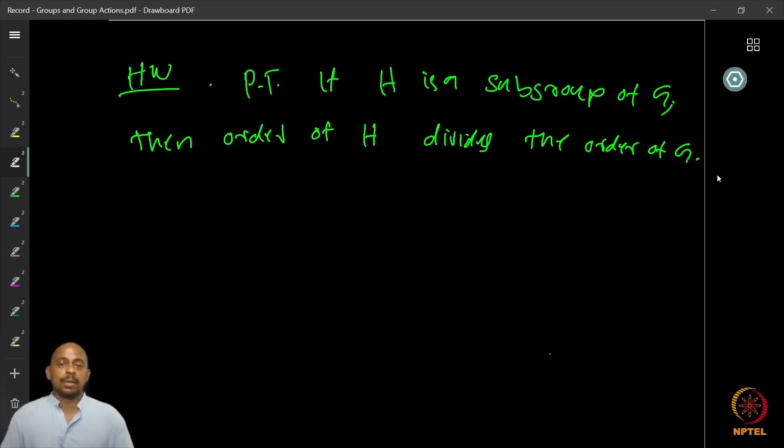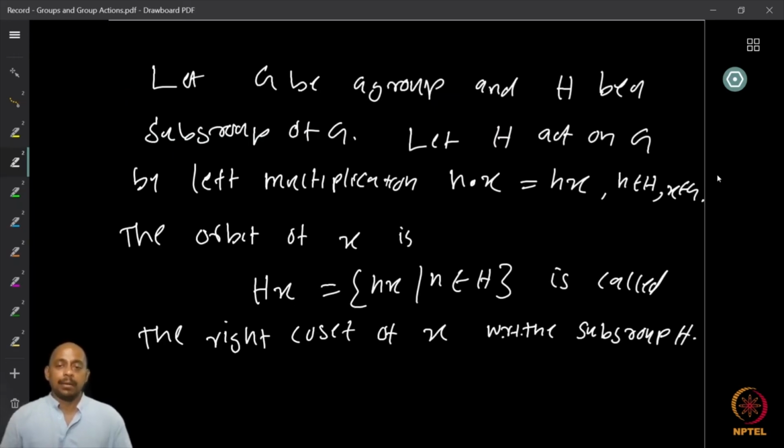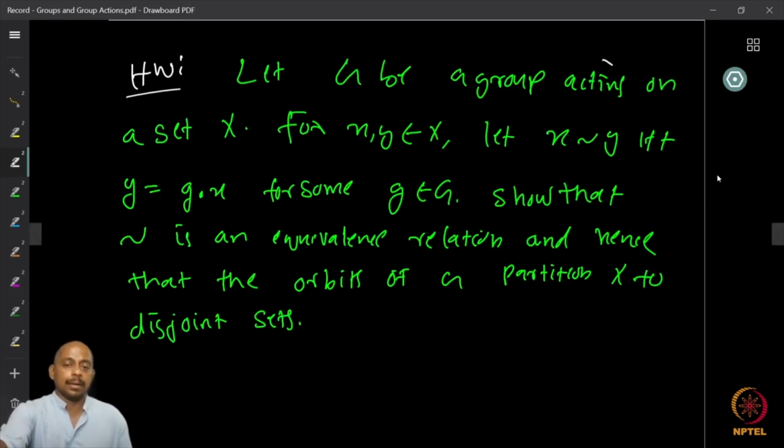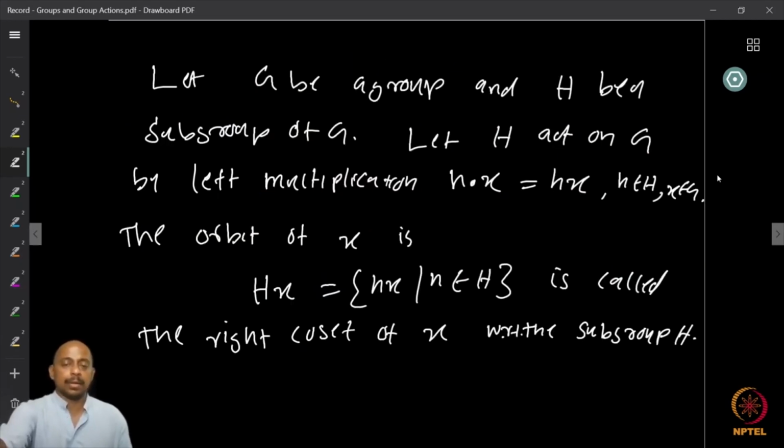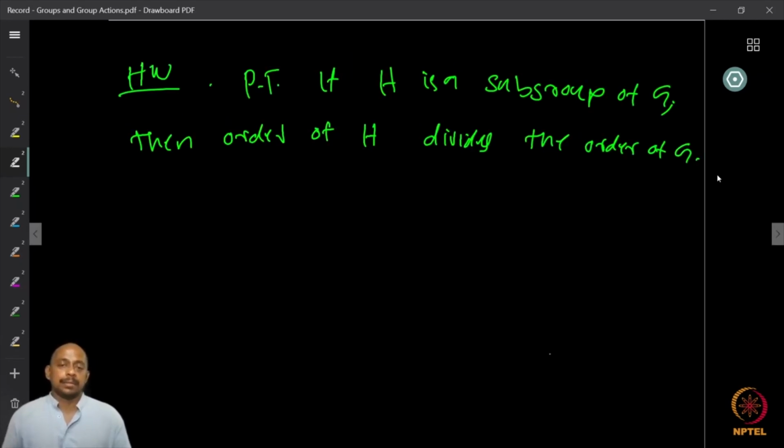And as a homework, I want you to try out and show that if H is a subgroup of G, then the order of H divides the order of G. This is very immediate once you show these properties and show that this is an equivalence relation, etc. And one can immediately show that this is actually true. This is a very famous result: the order of a subgroup divides the order of the group.